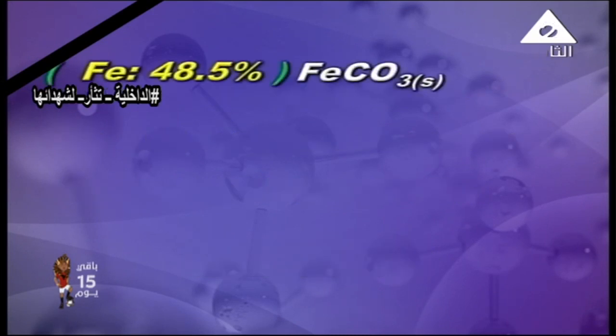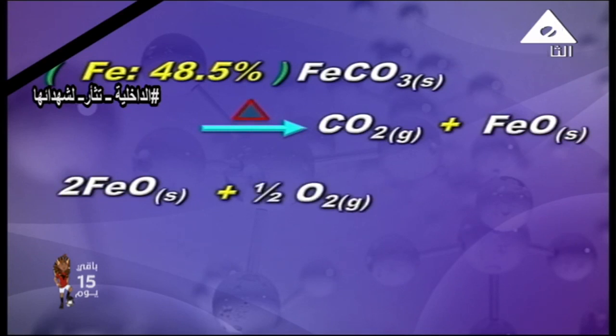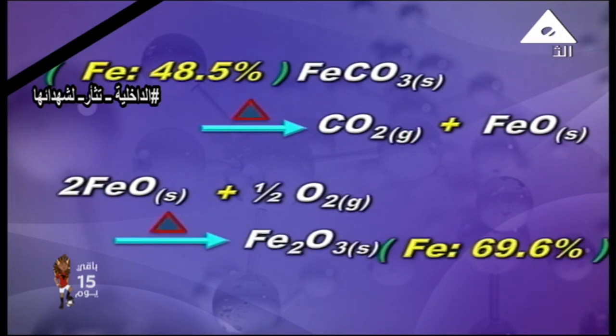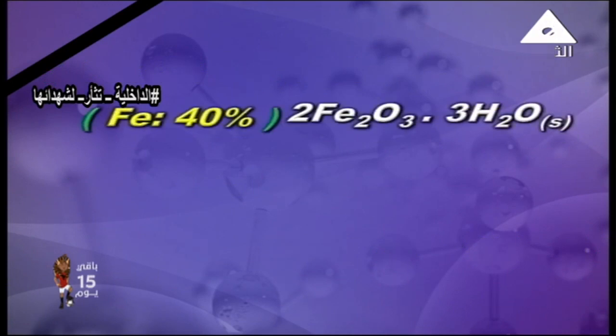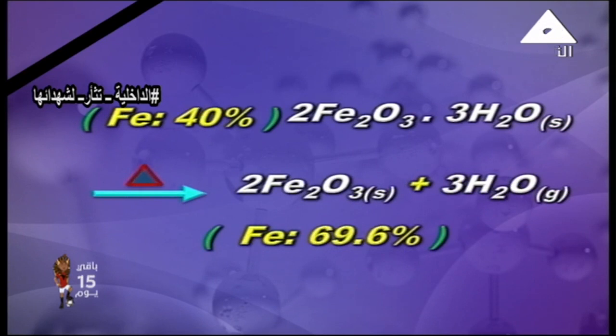such that iron 2 carbonate, where the percentage of iron is 48.5%, on heating it changes into carbon dioxide and iron 2 oxide. That iron 2 oxide is oxidized by air, giving iron 3 oxide that has 69.6%, so it increases the percentage of iron. Or we can use limonite, 2Fe2O3·3H2O. By heating it gives iron 3 oxide that has a greater percentage of iron as shown on the screen.